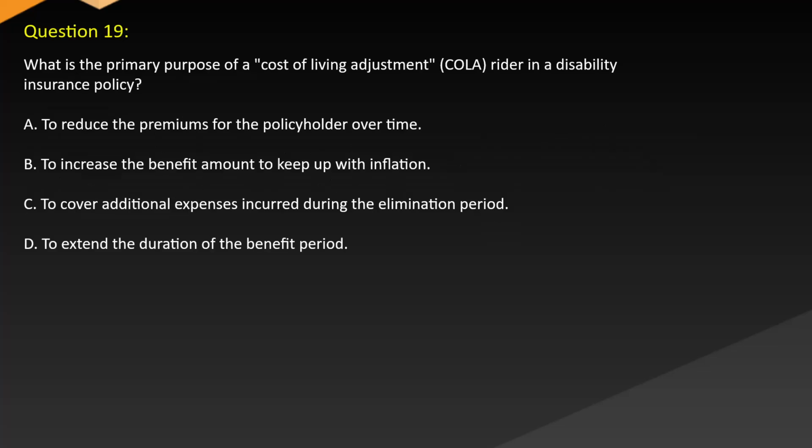Question 19. What is the primary purpose of a cost of living adjustment, COLA, rider in a disability insurance policy? A. To reduce the premiums for the policyholder over time. B. To increase the benefit amount to keep up with inflation. C. To cover additional expenses incurred during the elimination period. D. To extend the duration of the benefit period.